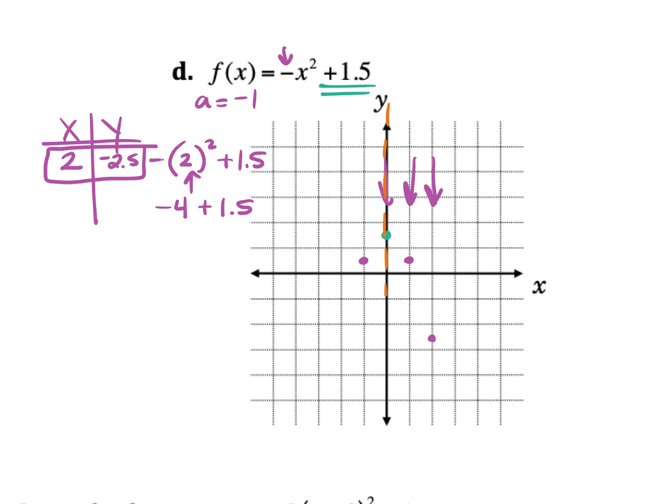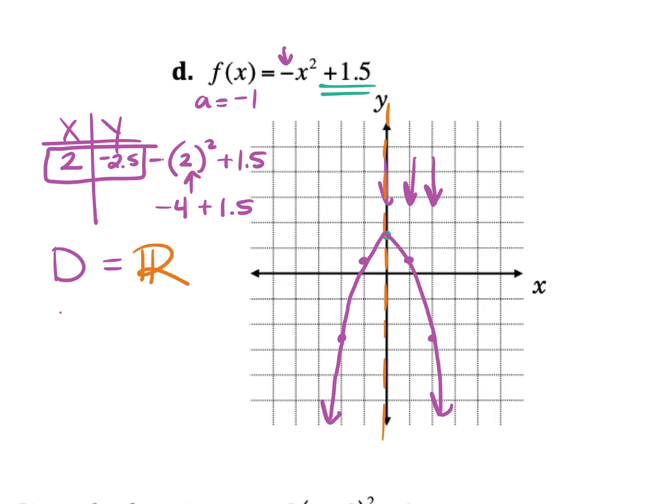Here's your axis of symmetry. We're going to flip that over the axis of symmetry. So we were 2 to the right. We're going to go 2 to the left. And this is our graph. Okay, what's the domain of that graph? All real numbers. You can plug anything in for x.